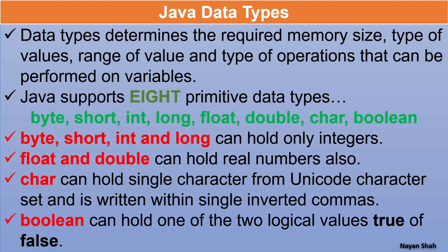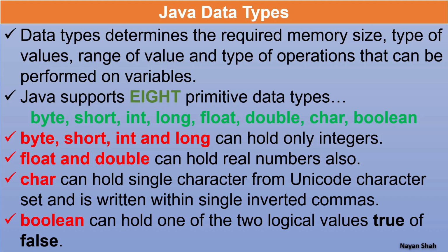But the highest or the biggest number can be stored in double. Character can hold any single character from Unicode character set, and it is written within single inverted comma. So when we define character, it means you store only one character. As the data type says character, you can't give more than one character. It can hold only a single character, and that has to be written within single inverted comma.